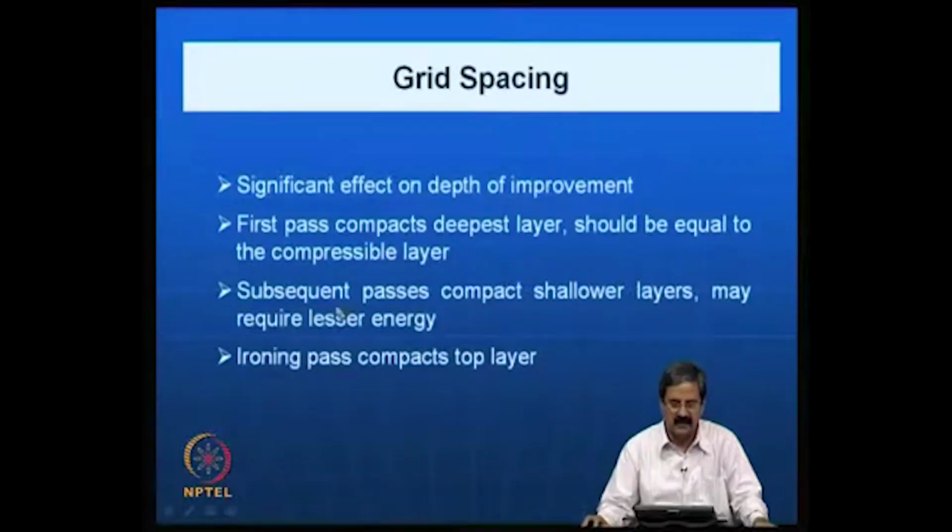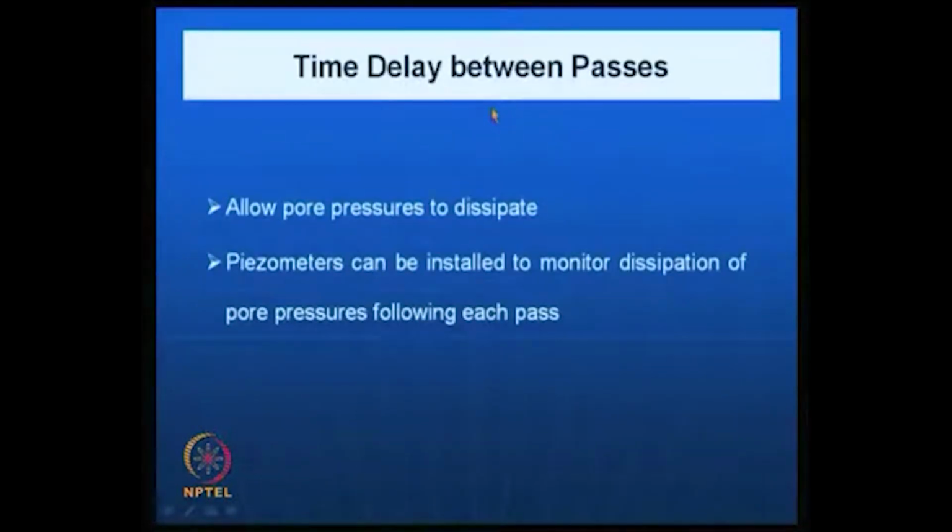Generally, what we do is that the first pass compacts the deepest layer, subsequent passes compact shallower layers and may require lesser energy. Then the ironing pass compacts the top layer. The time delay between passes is another important variable, and as I just mentioned, it allows the dissipation of pore pressures. So how do you assess this? In the case of clays, you can put piezometers. Piezometers measure pore pressures and help you monitor the dissipation of pore pressures in each pass. One can do a lot of experimentation there, trial and error. This is going to be very effective.